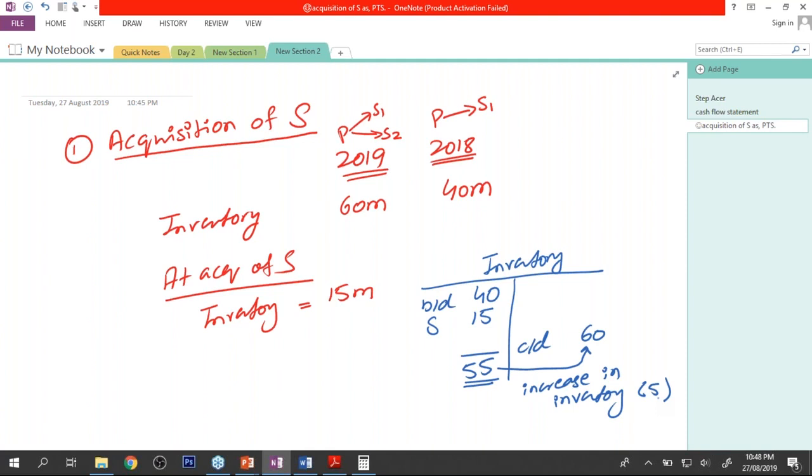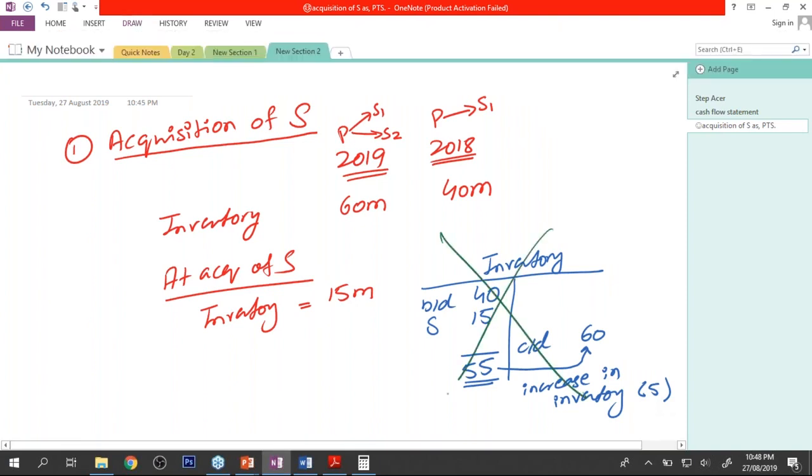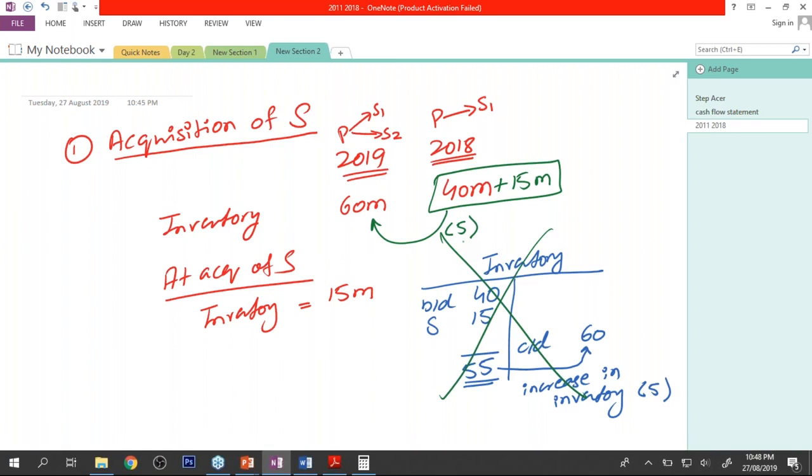But in the exam, you are not going to have so much time for making a T account. So what is the shortcut? We actually add 15 million simply in the opening. So this will become 55 increased to 60, which is an increase of 5 million. So it will be -5. So rather than making a T account and then calculating the balancing figure, which is quite time consuming, we simply add the value of the 15 in the opening.